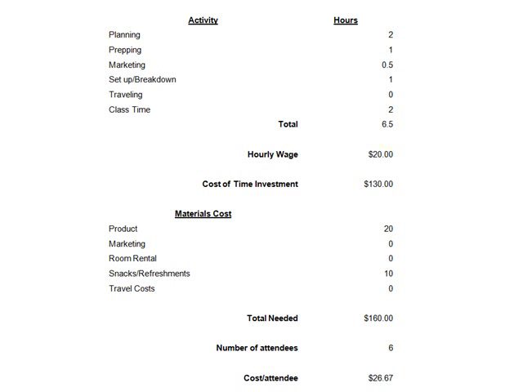At a rate of $20 per hour, she would need to get paid $130 to get paid for her time. In addition to that, she has about $20 in product and about $10 in snacks and refreshments. So the total that she would need is $160. The number of attendees that she predicts is 6, and the cost per attendee is $26.67. She wants to know what is the inherent value.